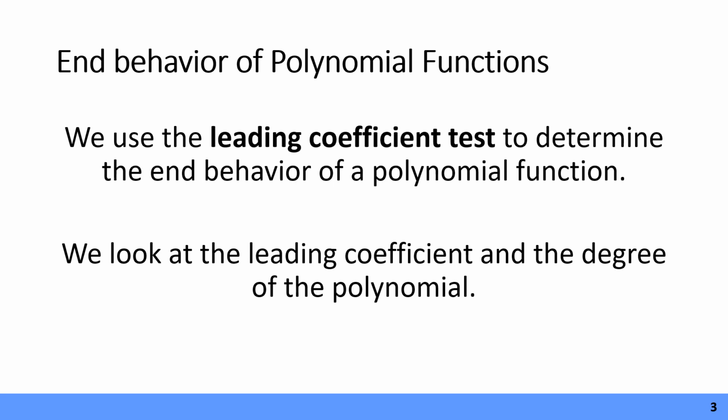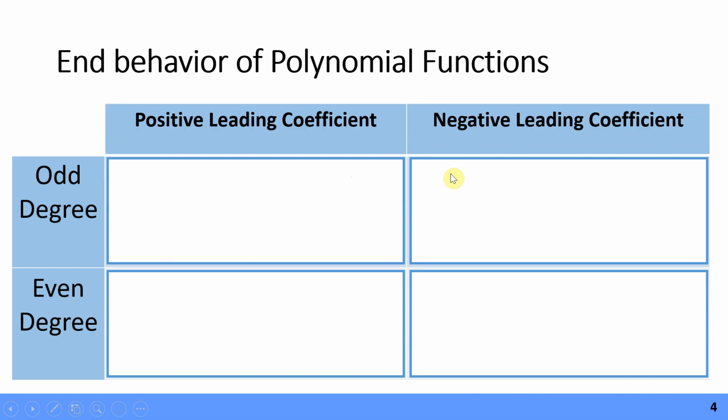In order to determine the end behavior of a polynomial function, we're going to use something called the leading coefficient test. It's going to tell us whether the function goes up or down. In order to use it, we have to know two things. We're going to look at the leading coefficient, and we're going to look at the degree of the polynomial. Don't worry, we're going to do an example in just a bit. The leading coefficient test is right here on this next slide. In your notes, this should be empty, so make sure you fill it up correctly because this chart is going to be very helpful.